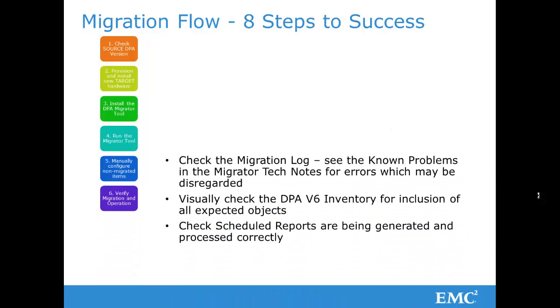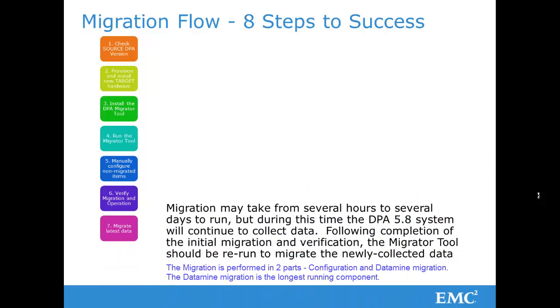On completion of migration, you may wish to verify the migration and verify the operation of the new version 6 server. Extensive logging is provided during the migration process, and following the migration, visually check the DPA version 6 inventory for inclusion of all the expected objects. Depending upon the size of the version 5.8 environment, the migration may take some time to complete. This may be several hours, it may be several days, but during this time, the 5.8 system will continue to collect data from the collectors.